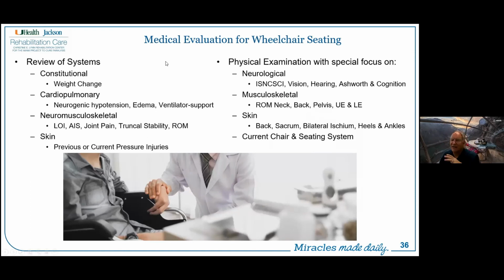The medical evaluation for the physicians. Review of systems, especially you want to note any changes in body weight. Typically, this is going to be increase in body weight. You want to know if the individual is having neurogenic hypotension, edema, or require ventilator support. And then you want to report out, this is a review of systems, any problems that they are experiencing with regard to joint pain, truncal stability, range of motion, or changes in their functional level.